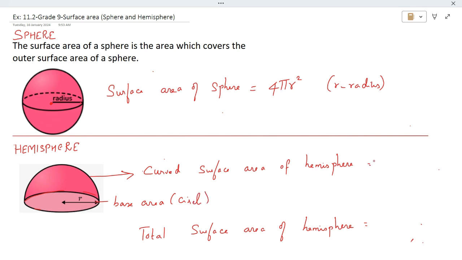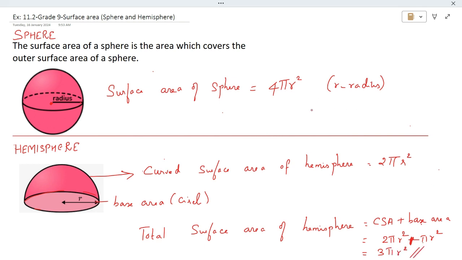So what is curved surface area of hemisphere? It is just half of a sphere because I'm dividing the sphere into half, right? So 4 pi r square divided by 2 will become 2 pi r square. So this is called curved surface area of hemisphere. Then what is total surface area? Total surface area is nothing but curved surface area plus base area because it is a complete area, right? So CSA is 2 pi r square and the base area is a circle which is pi r square. So the total surface area of hemisphere is 3 pi r square.